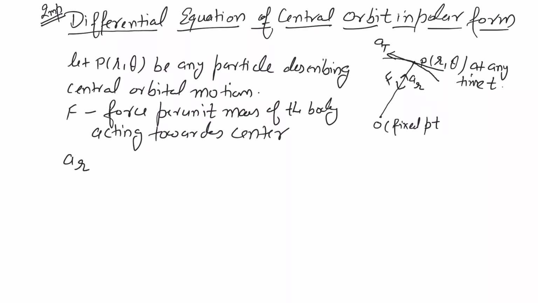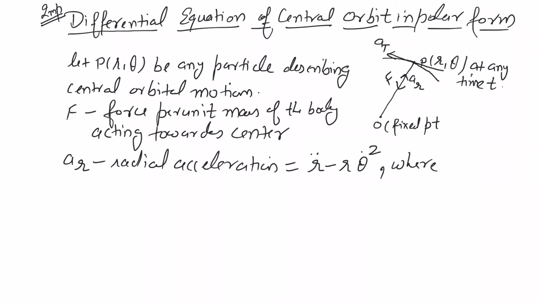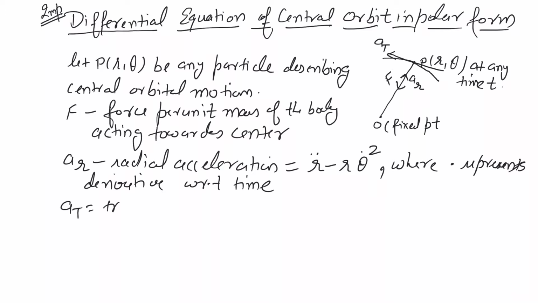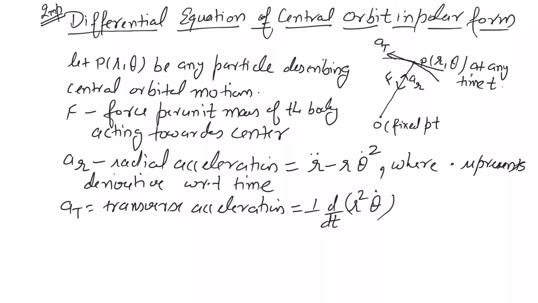Acceleration will have two components. One is the radial component, radial acceleration, and we know that radial acceleration is always equal to r double dot minus r theta dot square, where dot represents derivative with respect to time, and a_t is equal to the transverse acceleration, and this is equal to 1 by r d/dt of r square theta dot.